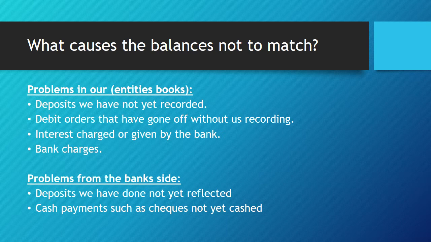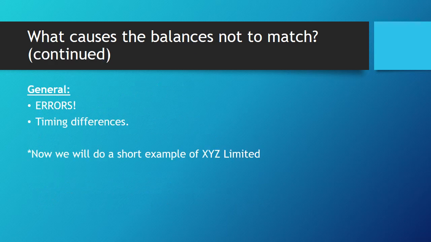The problems on the bank side could be, for example, deposits that we have recorded in our books that have not yet been reflected, as well as cash payments such as checks not yet cashed, as well as, for example, errors that may have been made by the bank, or where they've recorded amounts that differ from ours.